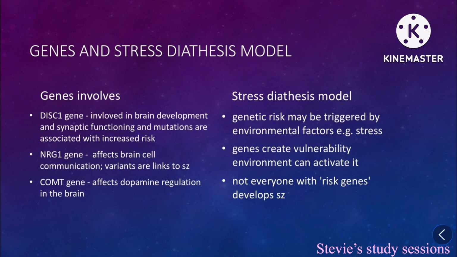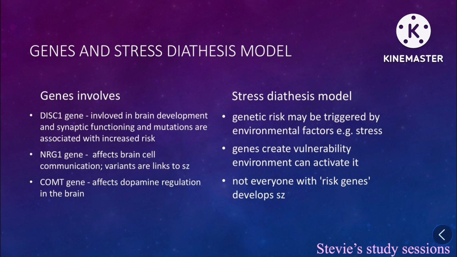The COMT gene. This affects dopamine regulation in the brain, and if you've watched the neurotransmitter video, or if you're watching the long video, then you know too little dopamine can lead to negative symptoms, and too much dopamine can lead to positive symptoms of schizophrenia.